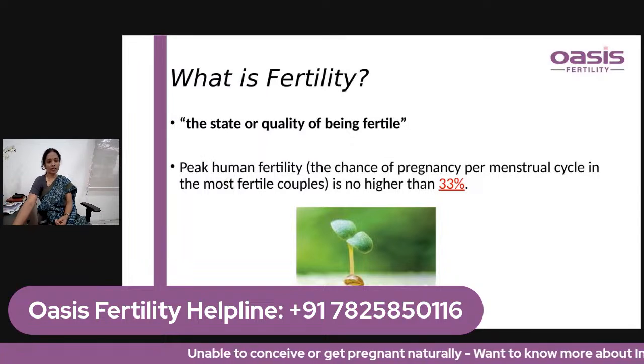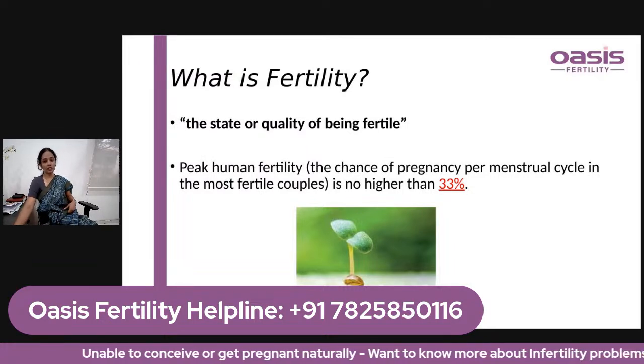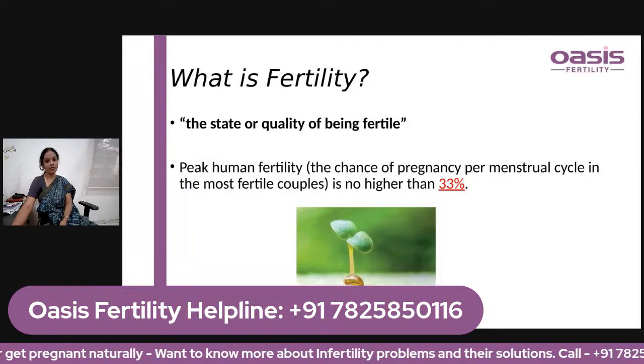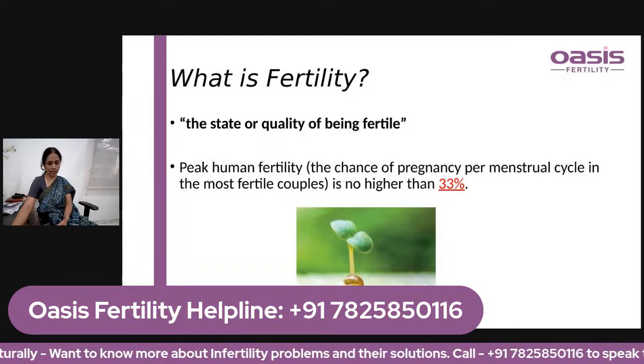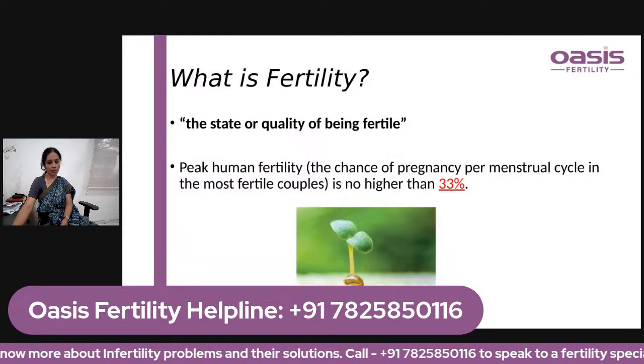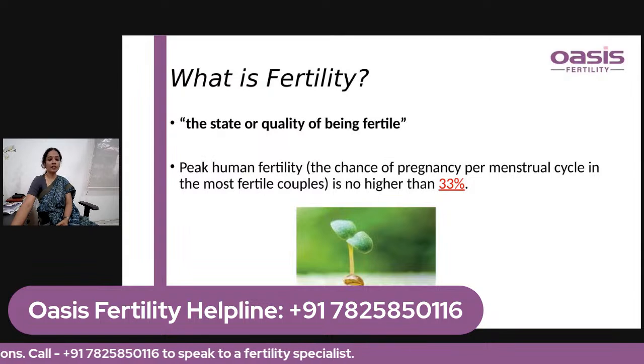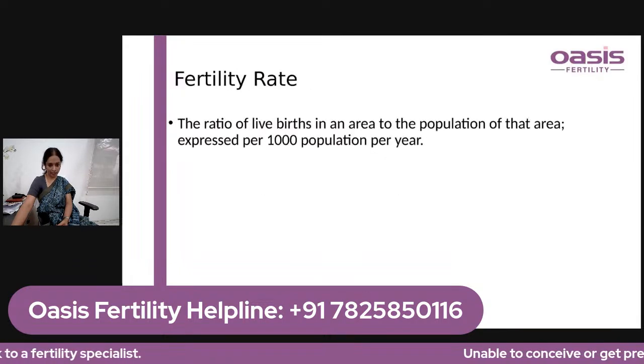So, human fertility அப்படின்னு நம்ம பார்த்துட்டோம்னா, peak human fertility. எல்லாமே நார்மலா இருந்தாலுமே the chance of pregnancy per menstrual cycle, human conception ரொம்ப கம்மி. அது around 33% தான் maximum இருக்கு. So this peak human fertility per cycle conception is only 33%.